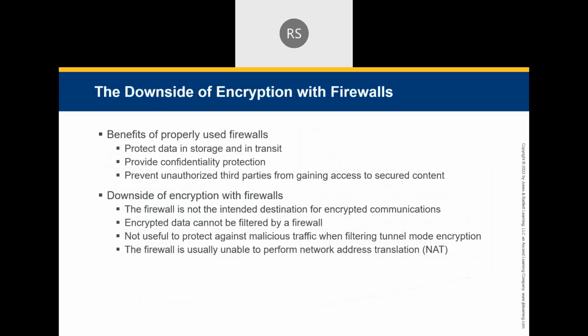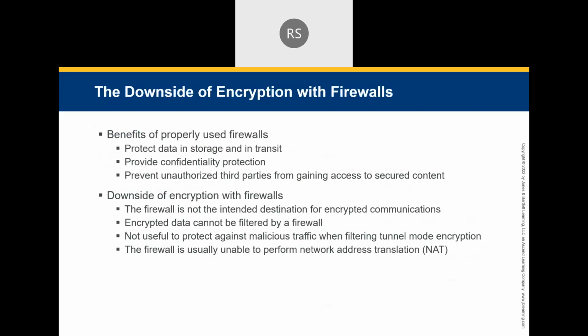Now, the downside of encryption with firewalls: the firewall is not the intended destination for the encrypted communications. Encryption is designed to secure communications between endpoints. The firewall is typically not part of the encryption and decryption process. The encrypted data cannot be filtered by a firewall. This limitation arises because the firewall inspects the traffic at the application layer, and encrypted data is unreadable at this stage.